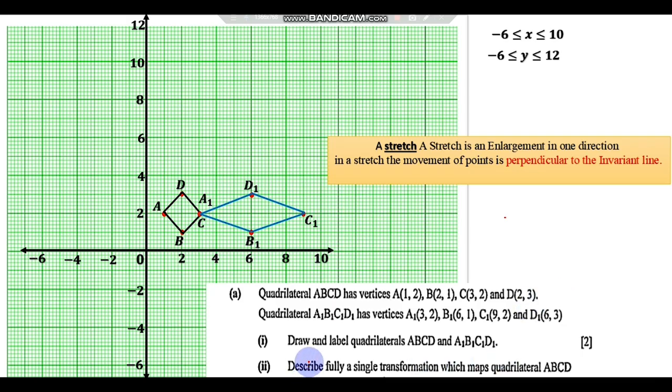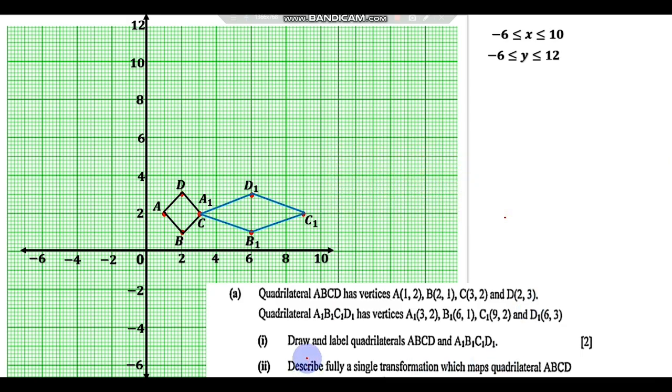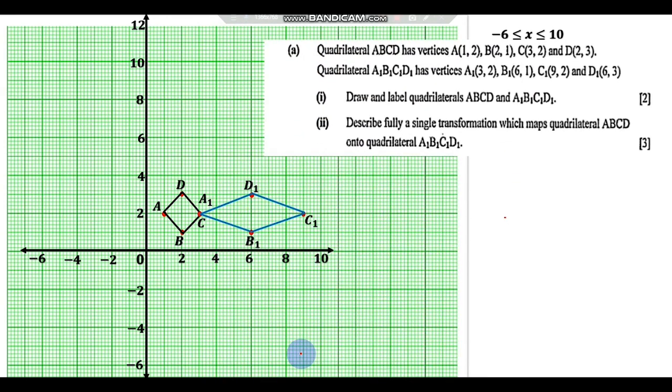So now, having known that it's not a shear, it's a stretch, now it is possible for us to describe fully. Okay? Because for us to describe fully, there are these three things that we need to know. For us to describe a stretch, one, we need to state its name. Two, we need to state the stretch factor. Three, we need to give an invariant line.